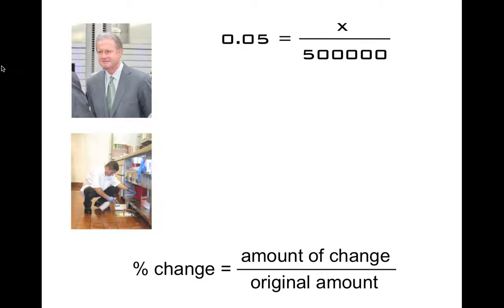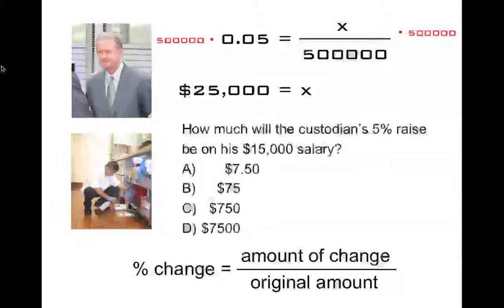To solve this equation for x, we can undo the division by multiplying both sides by 500,000. And 500,000 times 5% is $25,000. That's how much more he'll make next year.